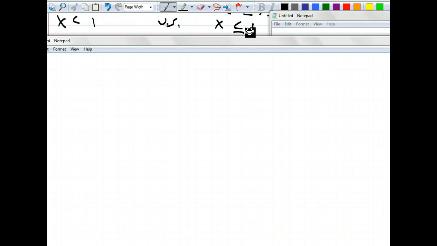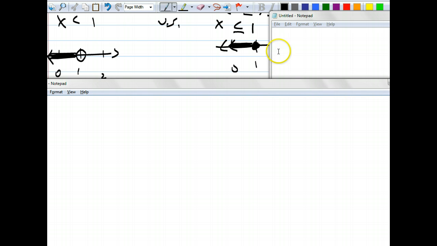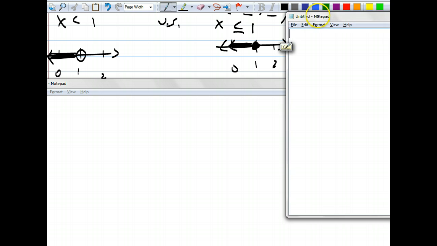Tina? So on the number line, x less than 1 would be an open circle and it would go to the left. Yes. And then x less than or equal to 1 would be a closed circle, also going left. That's right. It will look something like this. You guys remember from last time?